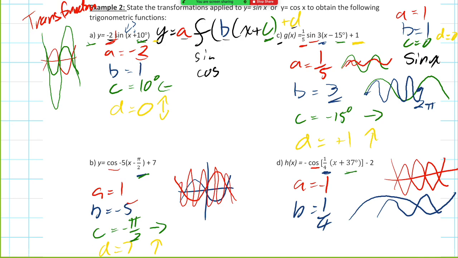The C value here happens to be 37 degrees, and it's positive, so it's being shifted to the left, 37 degrees. And the D value is negative 2, which means there's a vertical shift downwards by that amount. So this is just a way of representing that stuff. Graphically, we'd show all those same concepts, but this is a quick way of showing those vertical translations and stretches and compression.